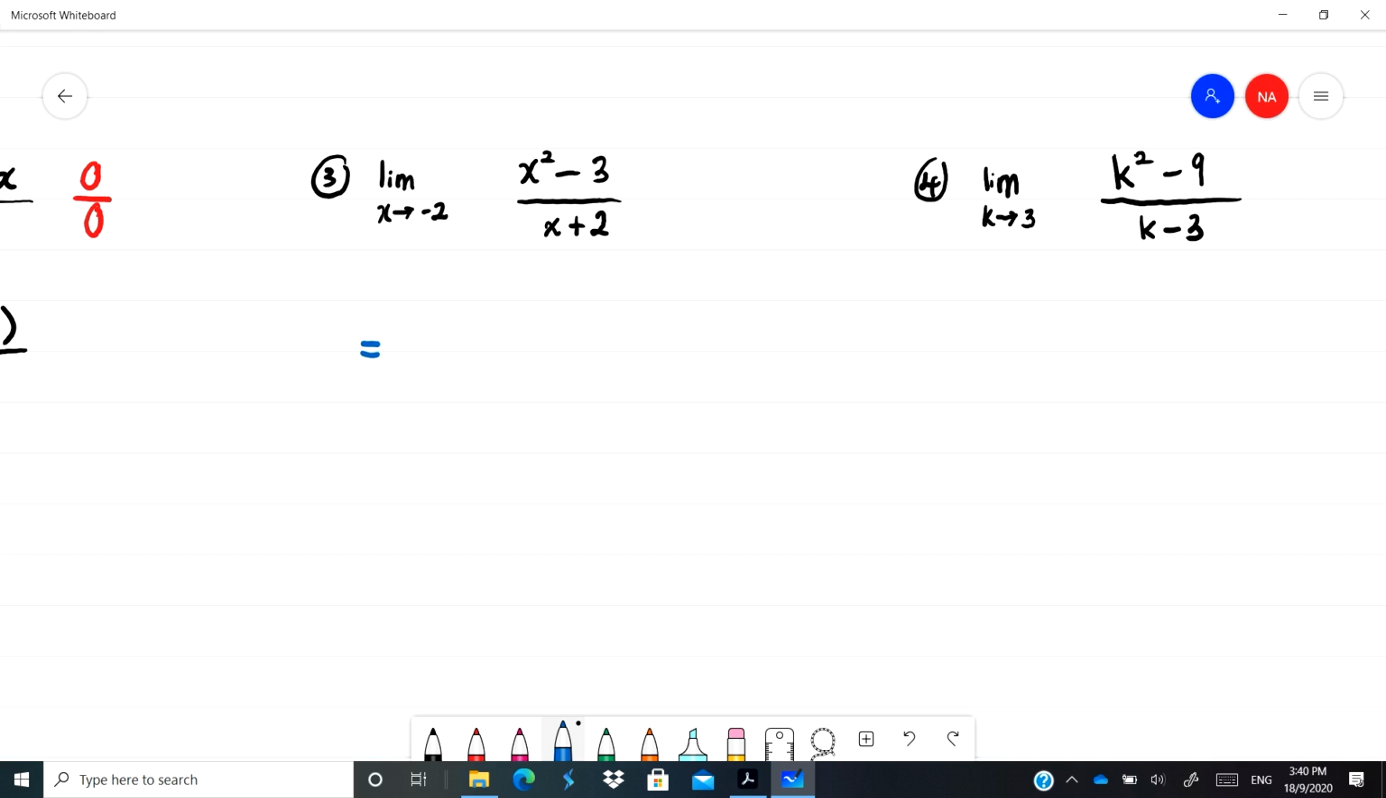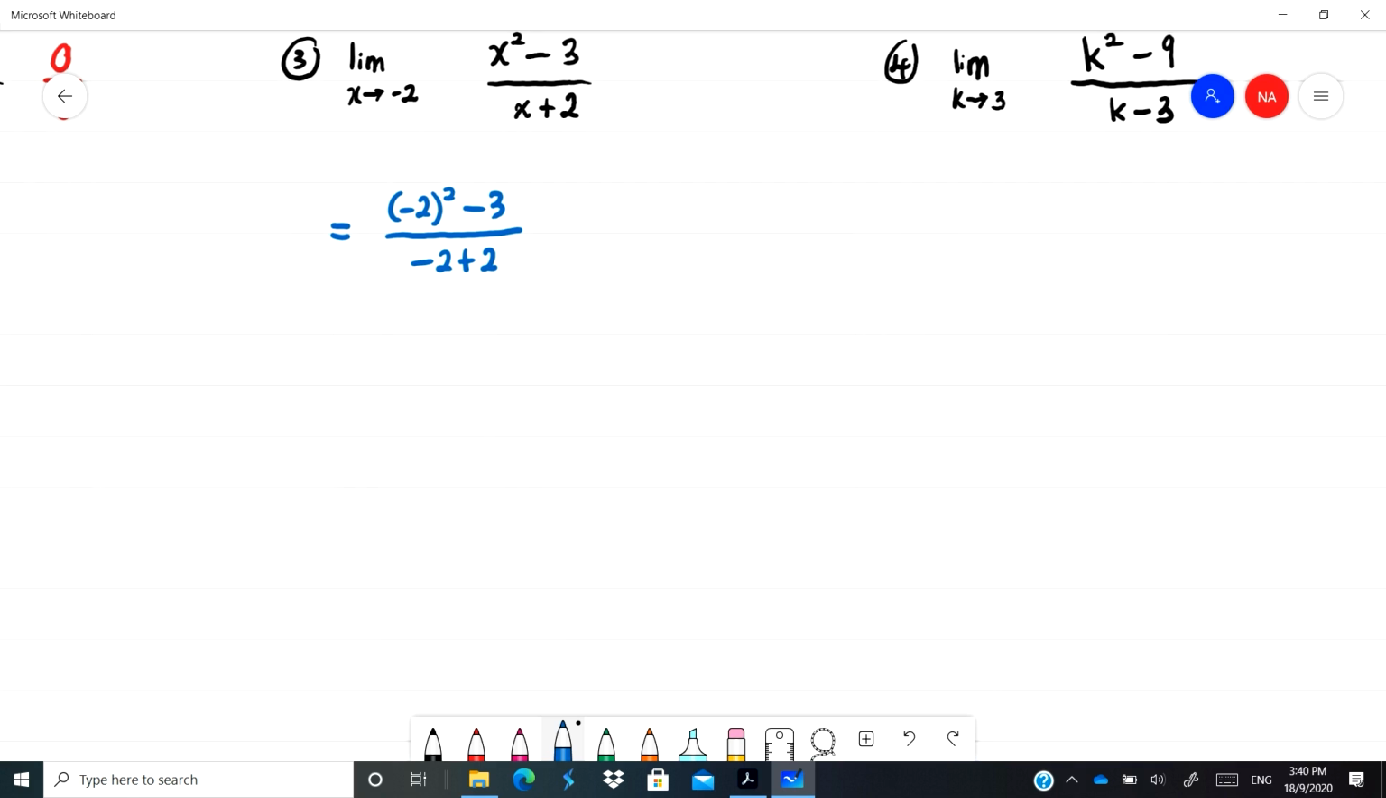You don't have to write the limit because we already substituted it, right? So we'll have negative 2 squared minus 3 over negative 2 plus 2. So what you have is actually 4 minus 3 over 0. So this is actually 1 over 0. So this is not a 0 over 0 case. This is not the same as a 0 over 0 case, alright? But this is 1 over 0.